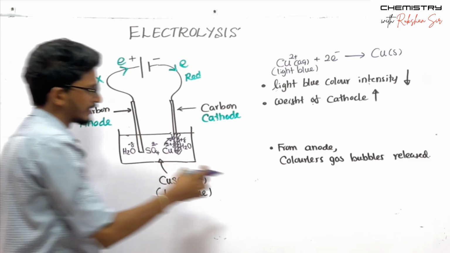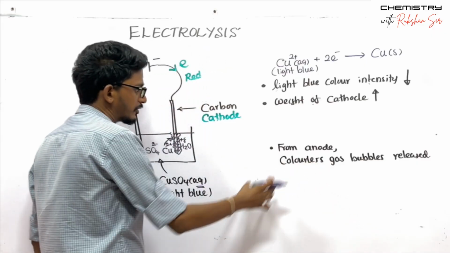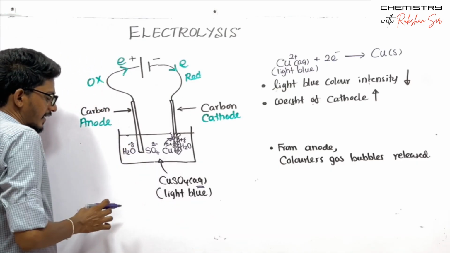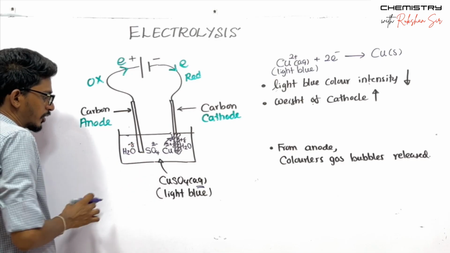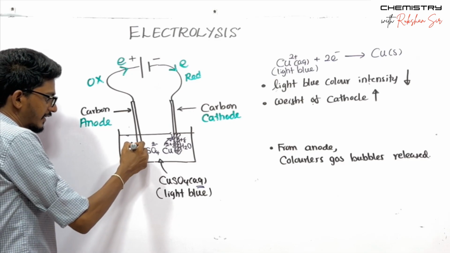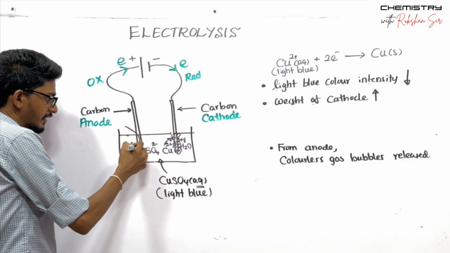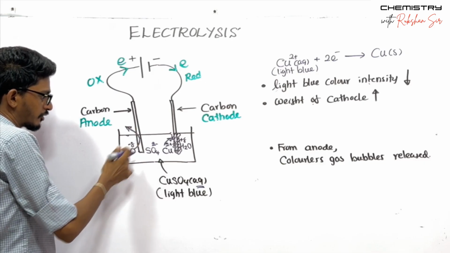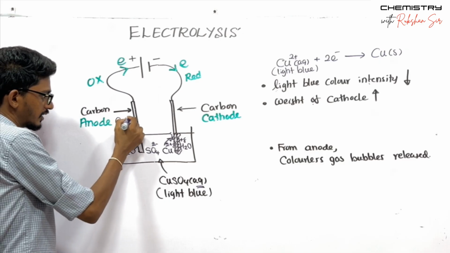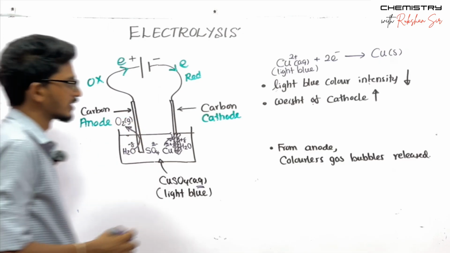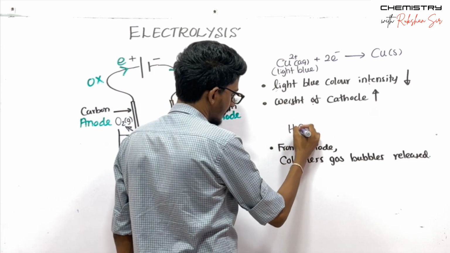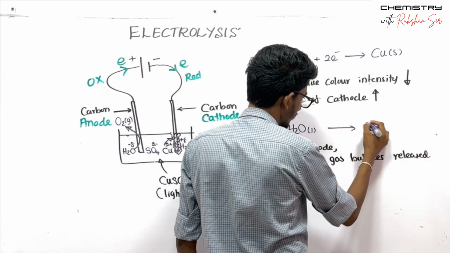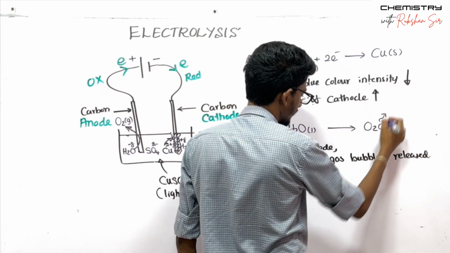Then what is the reason for this observation at the anode? Basically, the H2O molecules will approach the anode. From there, the oxygen will get oxidized. The -2 oxidation state of oxygen will get oxidized to O2, zero oxidation state, like this. So H2O liquid will get oxidized to O2 gas.